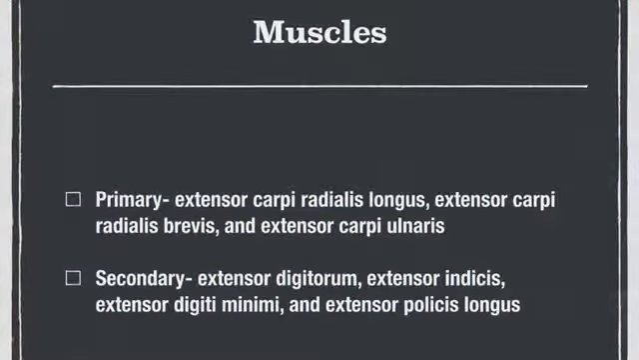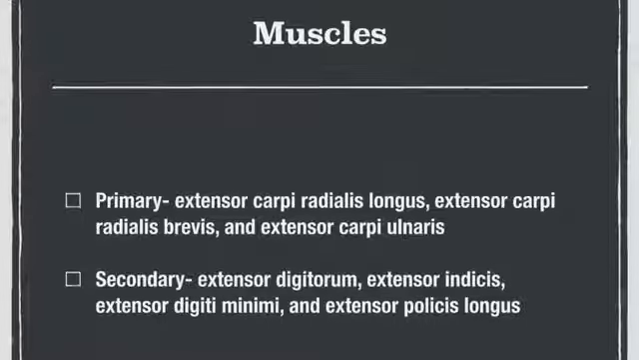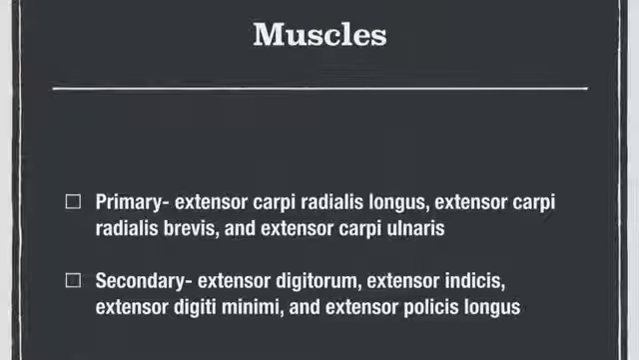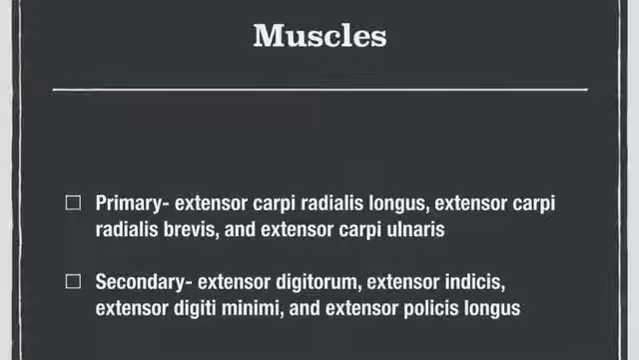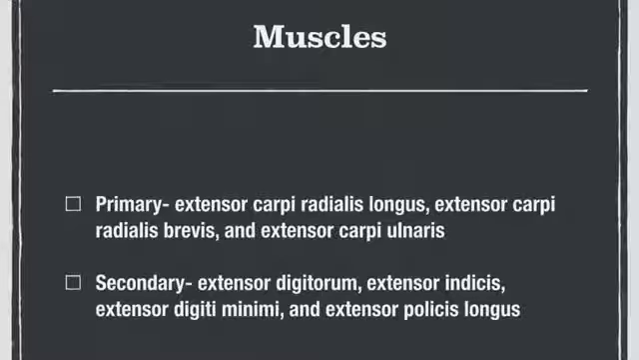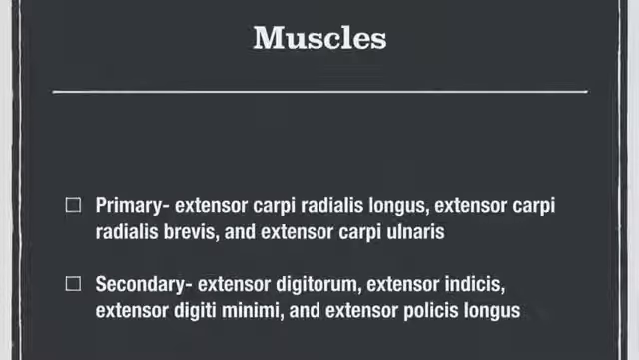The primary muscles of wrist extension include the extensor carpi radialis longus, extensor carpi radialis brevis, and extensor carpi ulnaris. This is due to these muscles only crossing at the wrist joint. The secondary extensors include extensor digitorum, extensor indicis, extensor digiti minimi, and the extensor pollicis longus. These muscles cross other joints and therefore can become actively or passively insufficient.